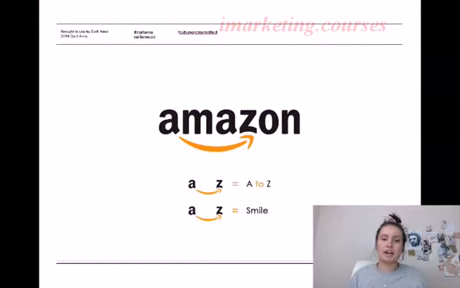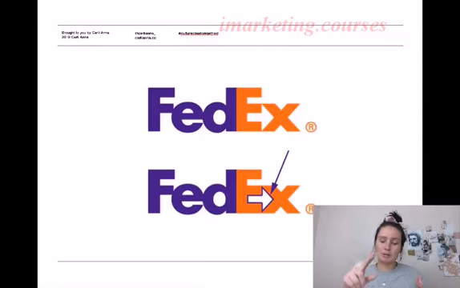So for example, with the Amazon logo, you can see they have the little arrow for A to Z showing that they have everything on there, and it also looks like a little bit of a smile. With a FedEx logo, a lot of people don't even know this, but there's that little arrow in there, and it's symbolizing that they take things places and they're really, really quick, they're on the move all the time, that kind of thing.